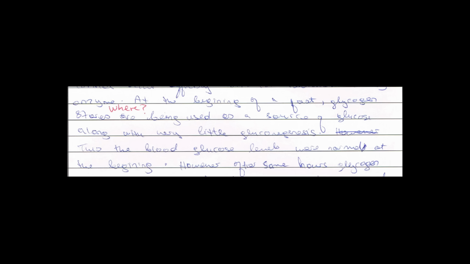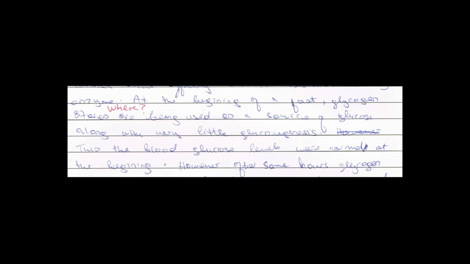So here, this person is saying at the beginning of a fast, glycogen stores are being used. Excellent. That's correct. The only problem here is that you're not being specific. Where? Because you know that there are two main stores of glycogen in the body. There's in the liver and there's in the muscle. But only the glycogen stores in the liver will be used to maintain blood glucose levels at the early stages of fasting. So you have to be precise, people, precise.